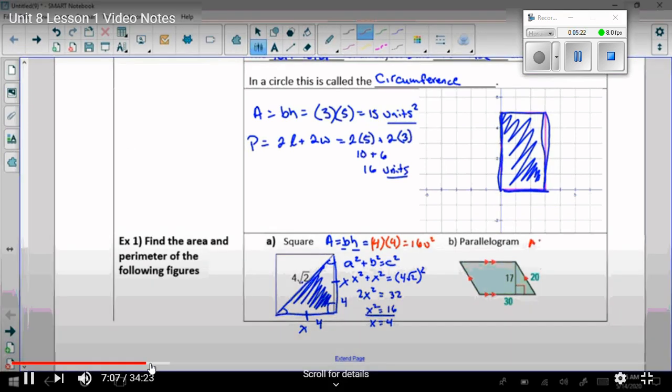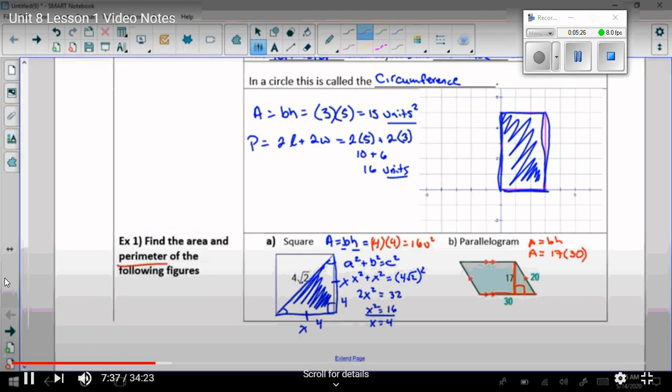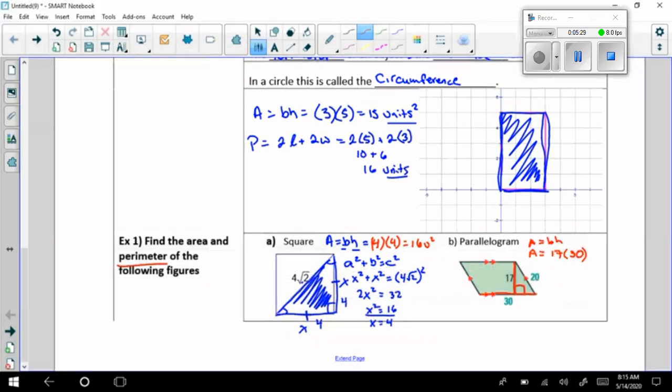And we'll do area of a parallelogram before we come back and do perimeter. Really just because I forgot to do perimeter, but base times height. Make sure you use the true height. The true height will always form a 90-degree angle with the base. So 17 times 30, so 510 units squared. That 20 is used for perimeter, but not for area.